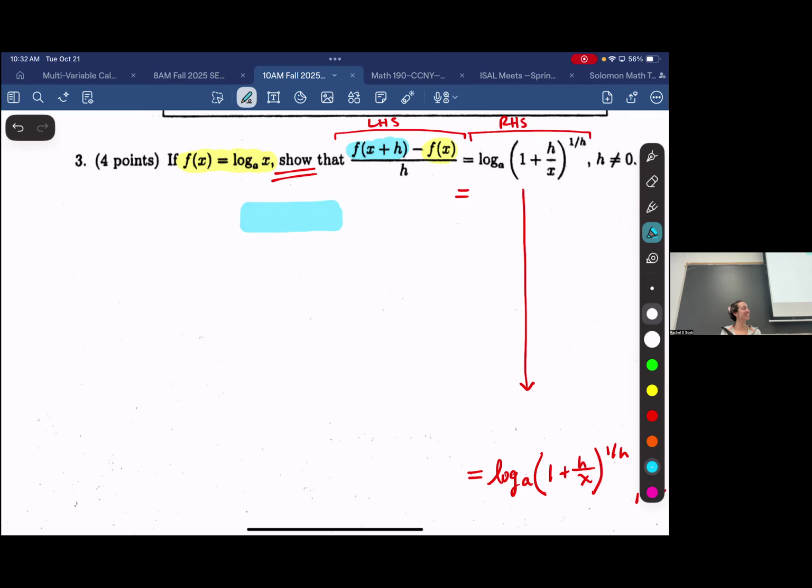Can you tell me what f of x plus h is? Log of a, yeah, x plus h. Good. And then Rakin, what about f of x?